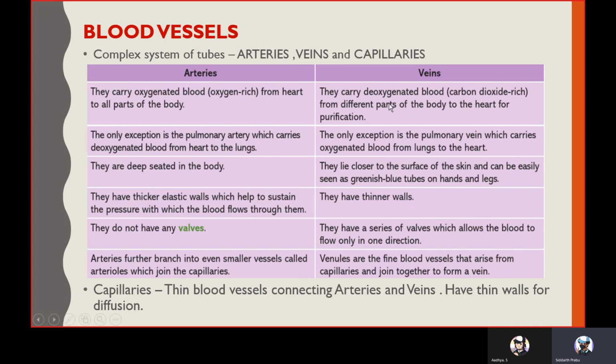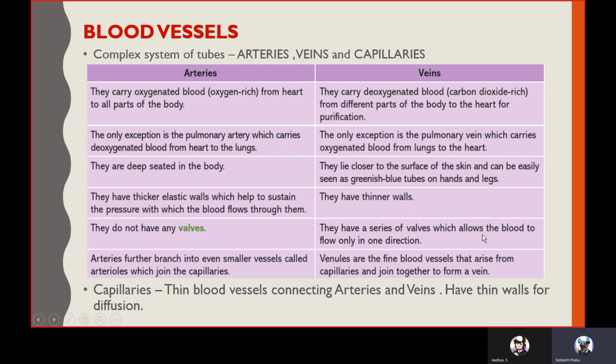Veins. They carry deoxygenated blood, carbon dioxide rich, from different parts of the body to the heart for purification. The only exception is the pulmonary vein, which carries oxygenated blood from the lungs to the heart. They lie closer to the surface of the skin and can be easily seen as greenish blue tubes on hands and legs. They have thinner walls. They have a series of valves which allow the blood to flow in only one direction. Venules are the fine blood vessels that arise from capillaries and join together to form a vein.